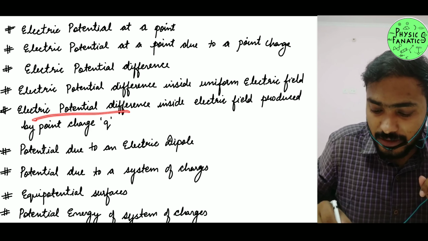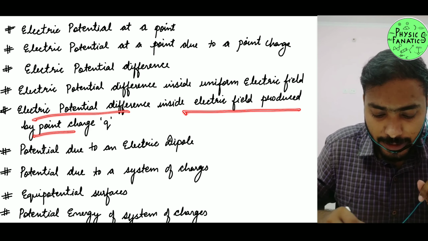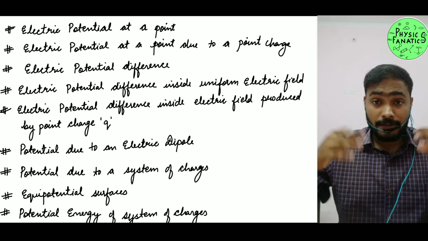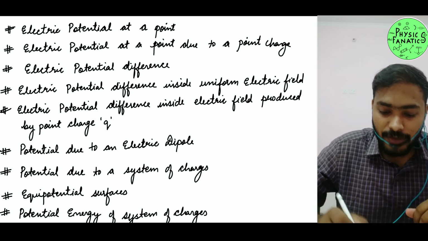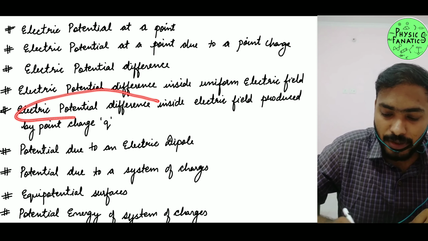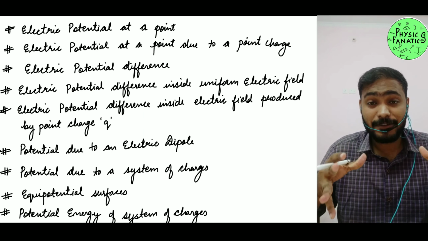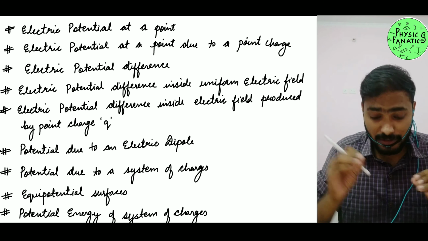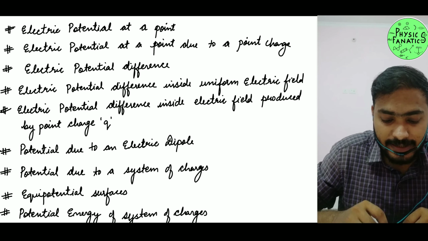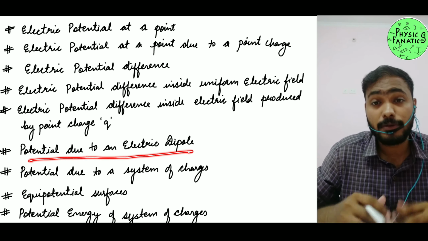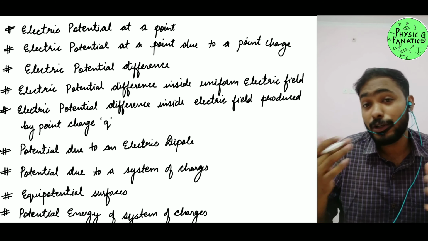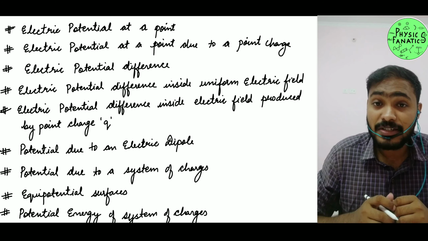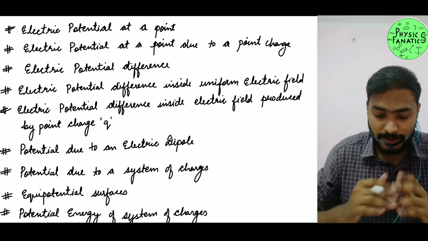Next is electric potential difference inside the electric field produced by charge Q. If you have any charge Q, obviously this charge Q is going to produce an electric field. We will talk about what will be the electric potential inside that electric field produced by the point charge Q. Great. Next is potential due to an electric dipole. If we have a dipole, what will be the value of electric potential at different points? We will talk about that.